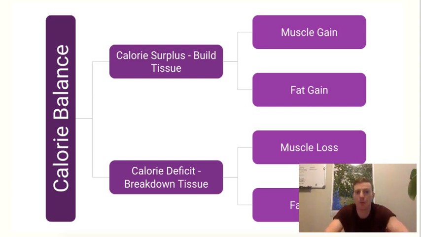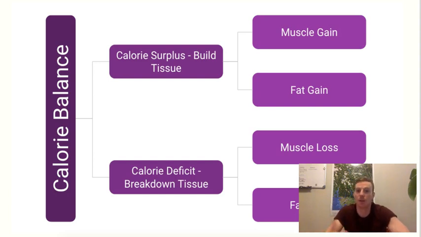So if you're in a calorie surplus, your body will build tissue. So you have an excess of energy and your body will store that energy and build tissue. Now that tissue can be muscle gain or it can be fat gain. So if you're looking to build muscle, we want you to be in a calorie surplus. So if you're working out and you're in a surplus and you're eating adequate protein, your body will build muscle.